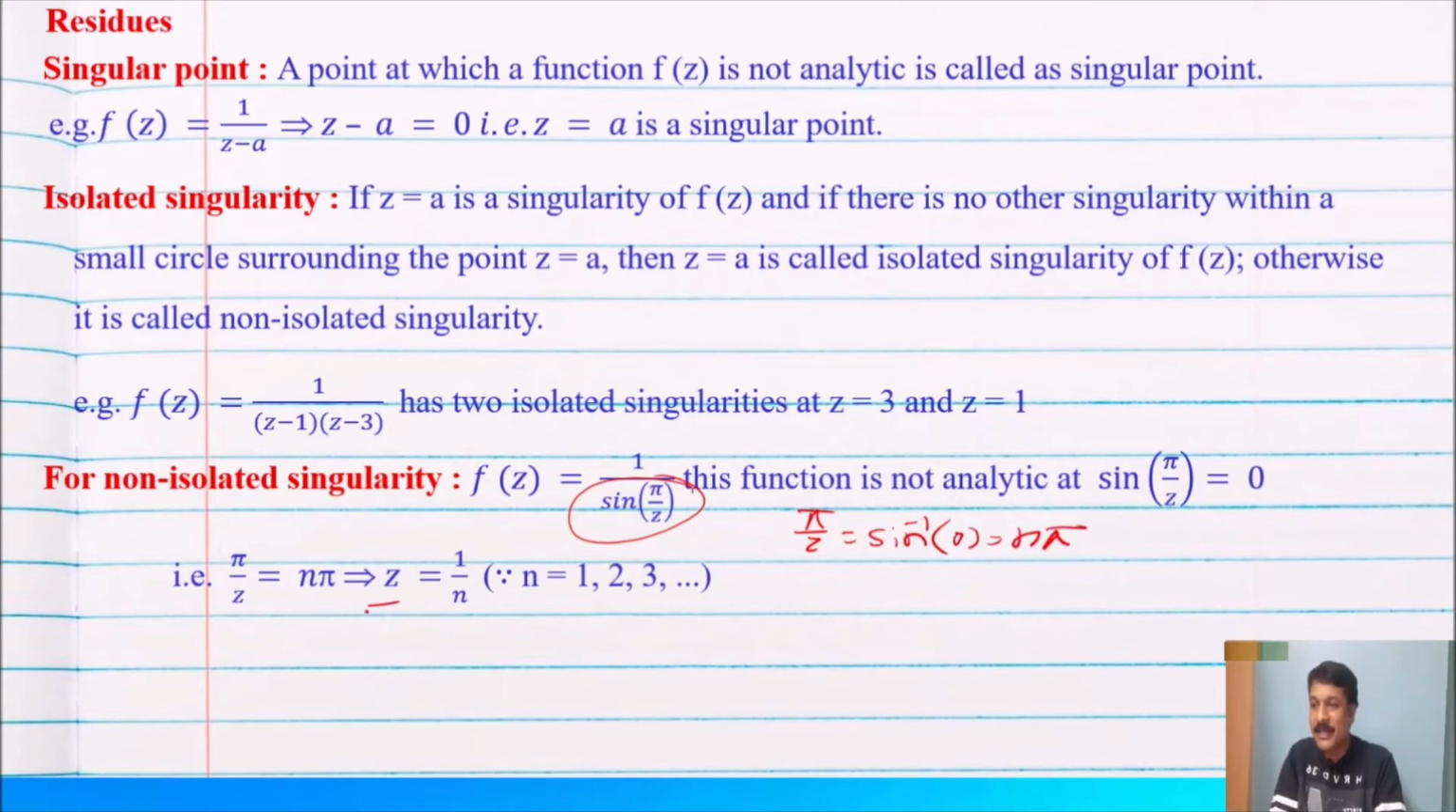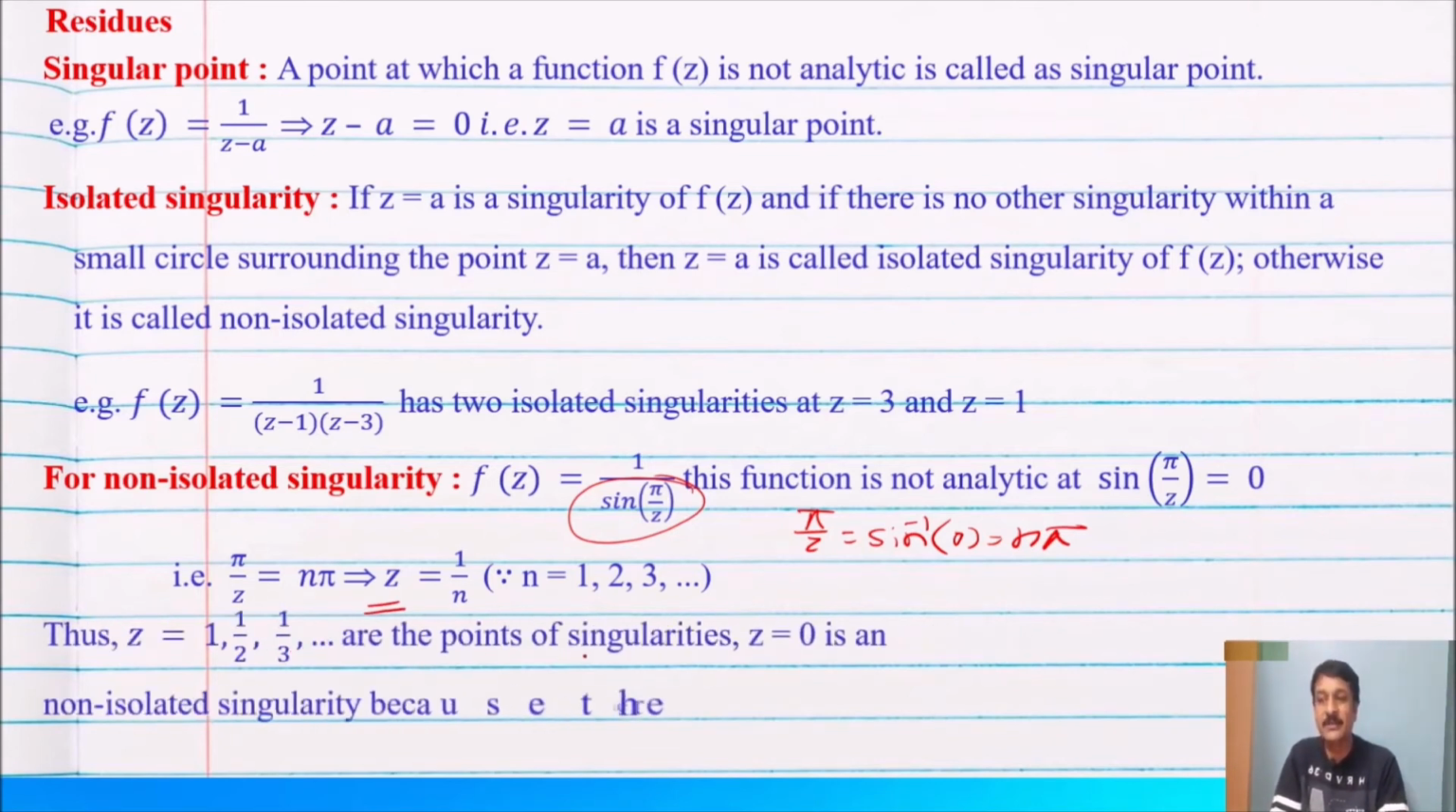And this implies that z is equal to 1 by n, where n is equal to 1, 2, 3, dot dot dot, up to infinity. Thus, z equal to 1, 1 by 2, 1 by 3, dot dot dot are the points of singularities. So z equal to 0 is a non-isolated singularity because there are an infinite number of singularities, 1, 1 by 2, 1 by 3, dot dot dot, in the neighborhood of z equal to 0.